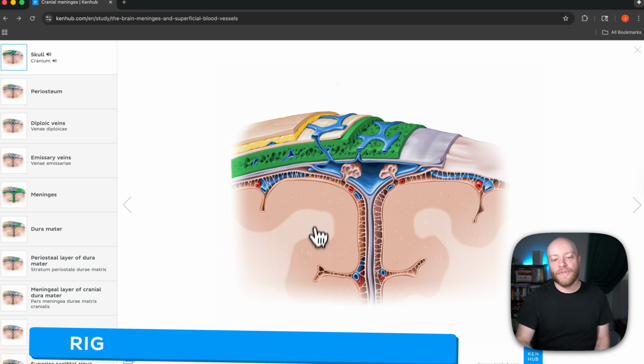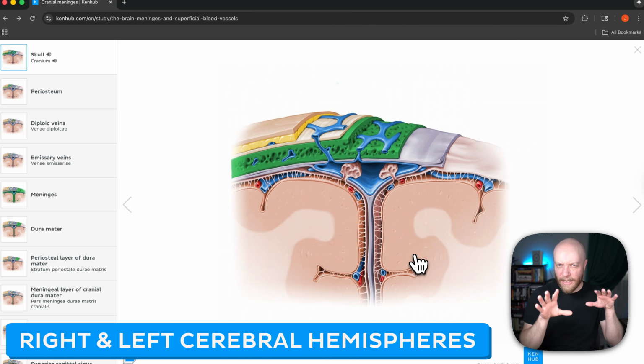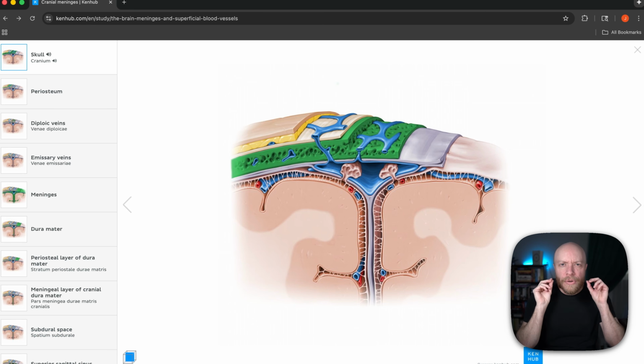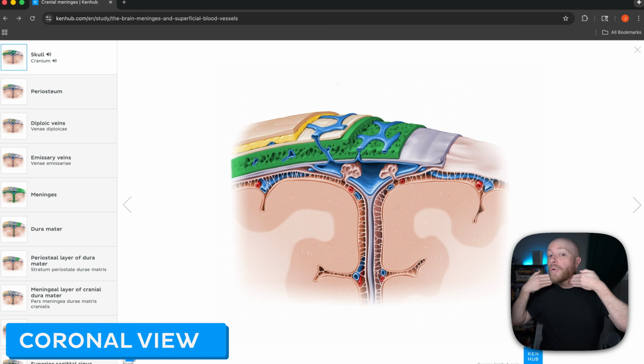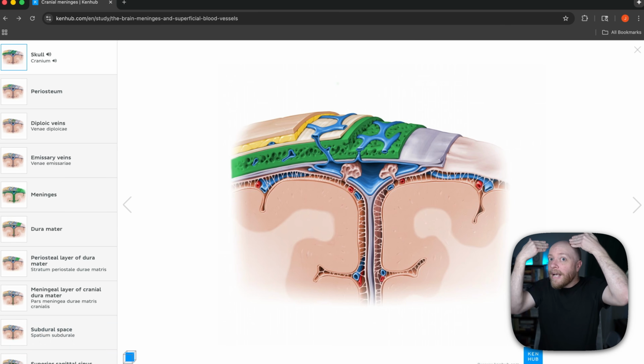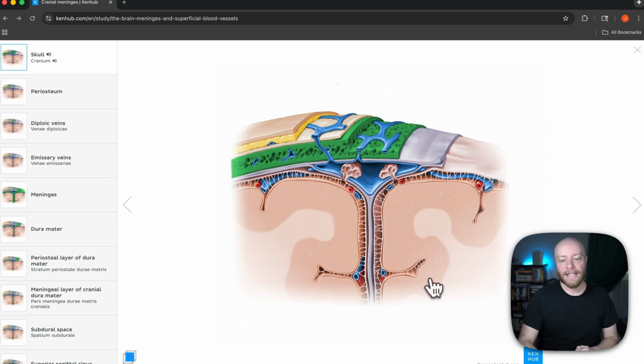And what we can see is the right and left hemispheres of the brain, because this is an anterior view. You are looking at the brain, although it's also a coronal view. So it's kind of like we went whoosh, sliced that way, and then you're looking at it like that. And this is the view we are seeing here.